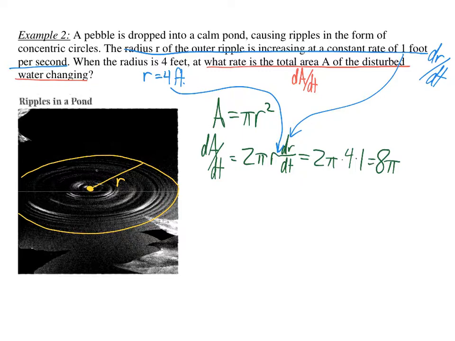And then what would our unit of measure be? Feet. Okay, that's our unit of measure for area. This is the rate of change of the area. So it's square feet per second. Okay? Square feet per second. So that's how fast the area that this thing is covering or impacting is growing at that moment. Okay?